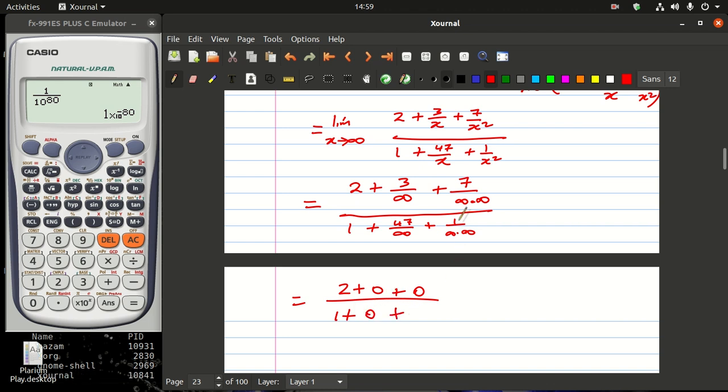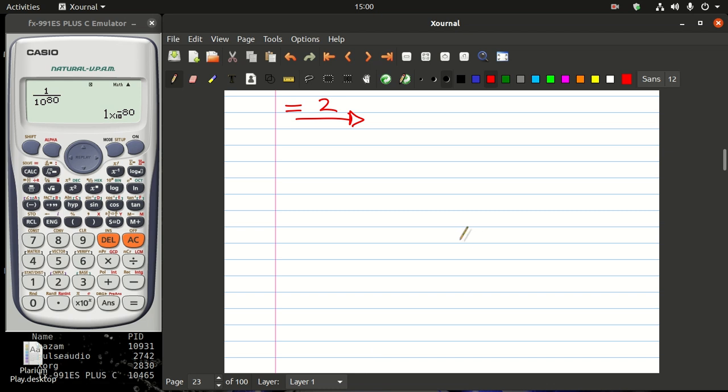0. And then here the same thing is going to happen. 1 divided by infinity is going to be a 0. So this limit evaluates to 2. You see how easy this thing is. Let's take another example here.